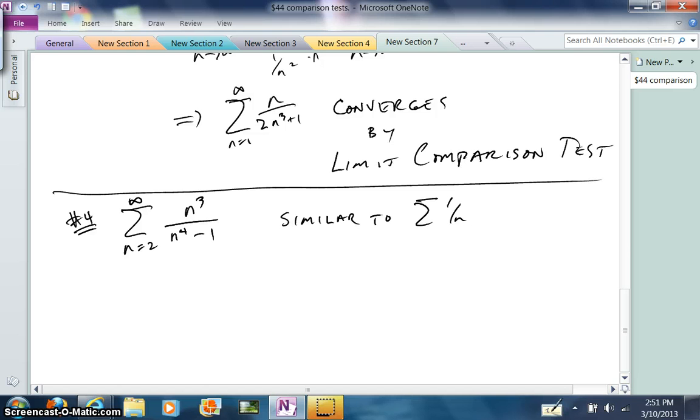Okay, so just like before, let's start with something that's just painfully obvious. Is it not true that n to the 4th minus 1 is less than n to the 4th? I think we can all agree with that. And so now what I really want is to flip that. So let's have 1 over n to the 4th minus 1 is greater than 1 over n to the 4th. When we flip these things, when we write the reciprocal, the inequality changes.